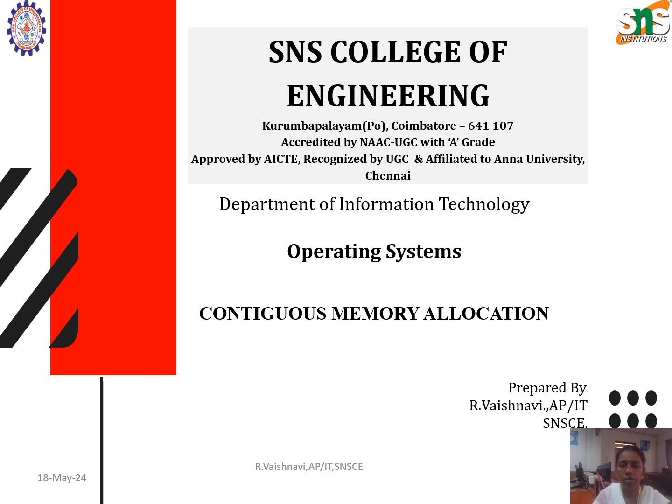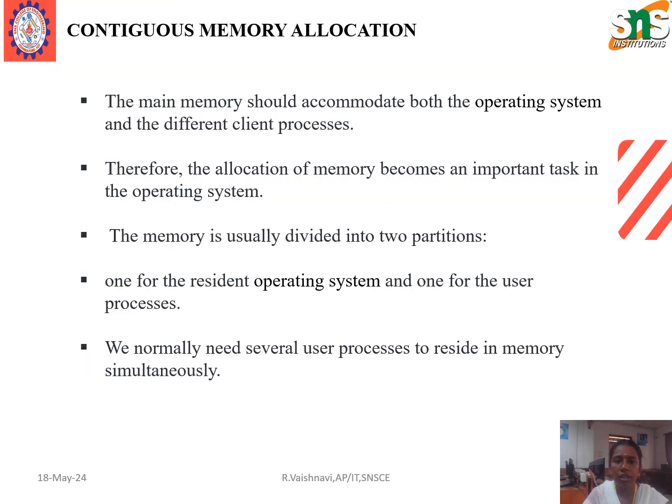Now we are going to see about contiguous memory allocation in operating systems. First one, contiguous memory allocation. The main memory should accommodate both the operating system and the different client processes. Therefore, the allocation of memory becomes an important task in the operating system. The memory is usually divided into two partitions, one for the resident operating system and one for the user processes.